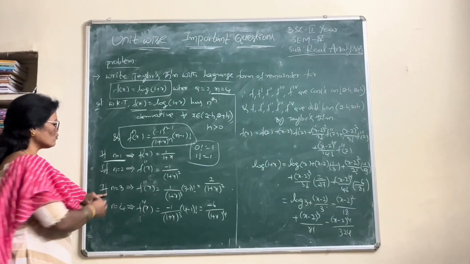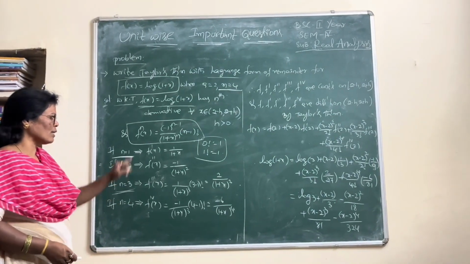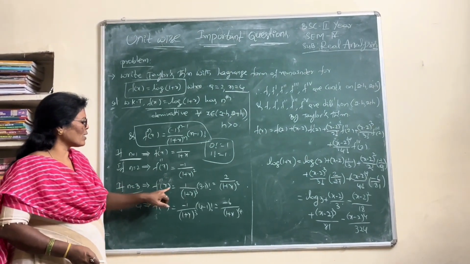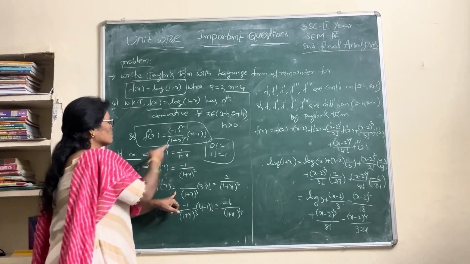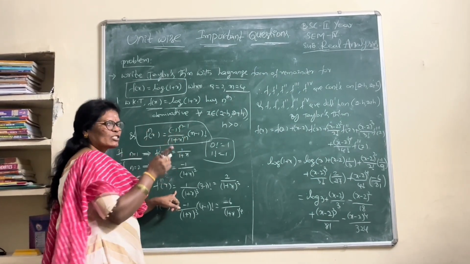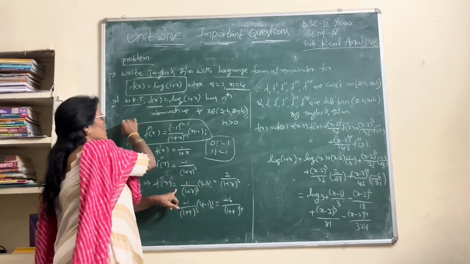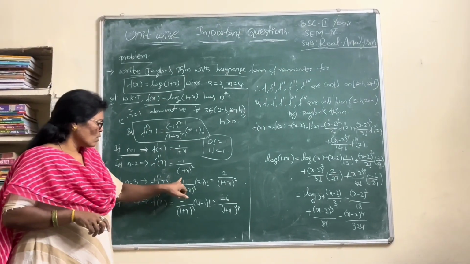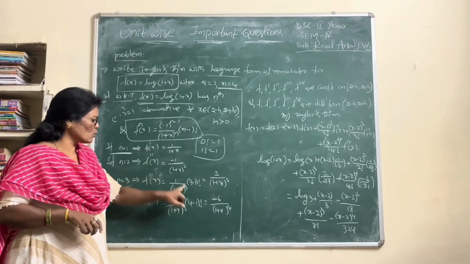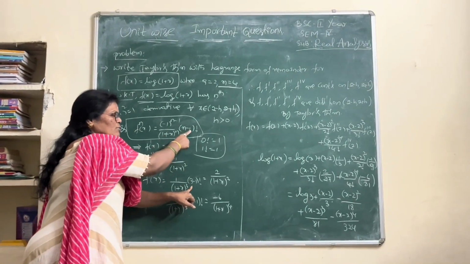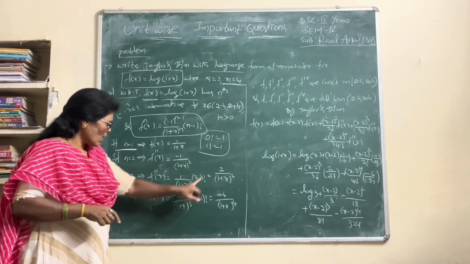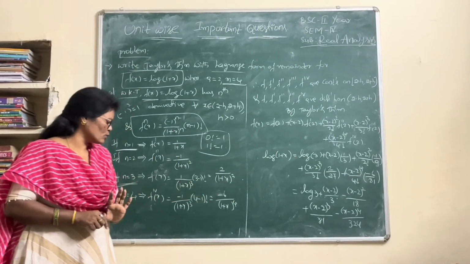Okay, and if n equal to 3, I am substituting in this expansion, f power triple dash of x should be equal to, 3 minus 1, 3 minus 1 is 2, (minus 1) whole square. (Minus 1) whole square is nothing but positive, 1 will come. 1 by (1 plus x) whole cube into 3 minus 1, 3 minus 1 is 2, 2 factorial is 2 only. Okay, and 2 by (1 plus x) whole cube we should get.